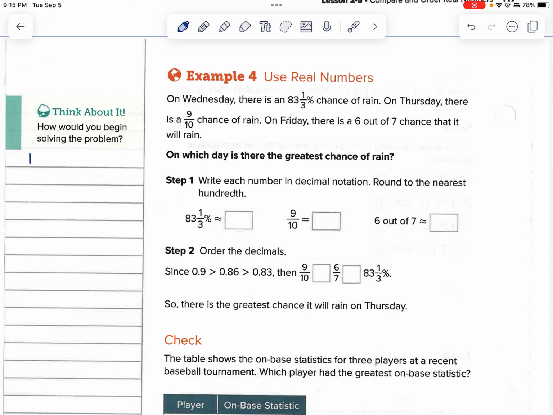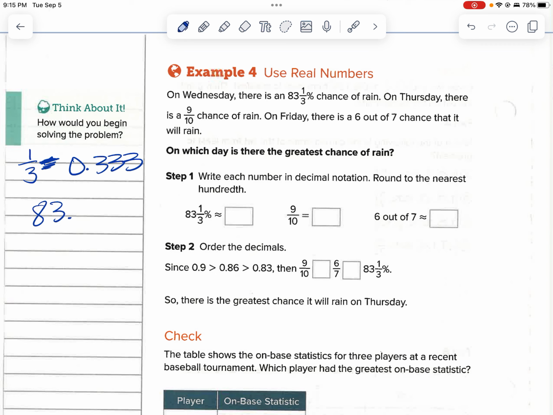Okay, so hopefully you remember 1/3 is the same thing as 0.3333 going on forever and ever. So 83.3 repeating, if I moved my decimal over, I would get 0.8 and then the 3 is repeating. 9/10 is 0.9, and then 6 out of 7.